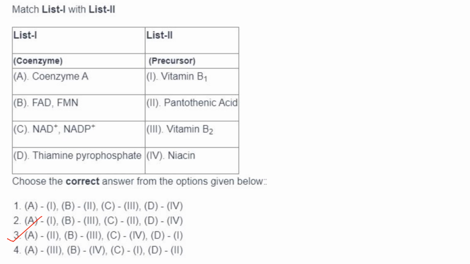FAD, FMN will be vitamin B2, that is riboflavin, flavin adenine dinucleotide, flavin mononucleotide. So in the name itself flavin is there, so it is vitamin B2 which is riboflavin. So B3. NAD plus, NADP plus, that is nicotinamide adenine dinucleotide, nicotinamide adenine dinucleotide phosphate. So C will be niacin, that is C4, and thiamine pyrophosphate is vitamin B1. So the answer here is option 3.